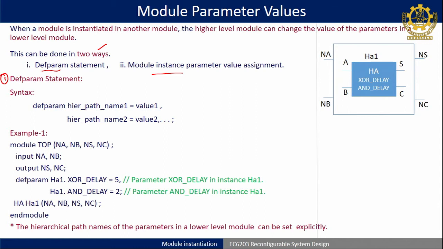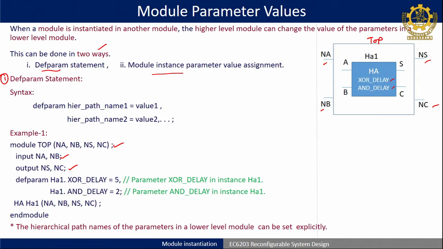So, now what I have done is module top. It is top with NA, NB, NS and NC as my input and outputs respectively. So, what I have done here is the half adder has two delays. Again, either you correlate this with the previous example or you do not, we can start fresh here. Just remember the half adder I have designed has two delays, one is called XOR delay, another is called AND delay. Now we are mostly dealing with parameter overriding, so we are not bothering about the design. It is a black box.